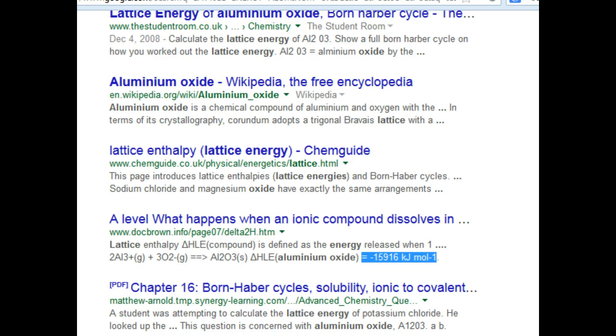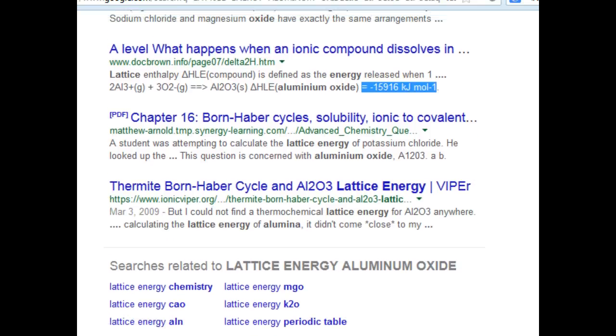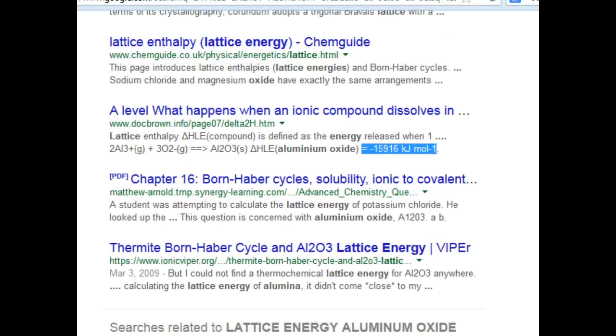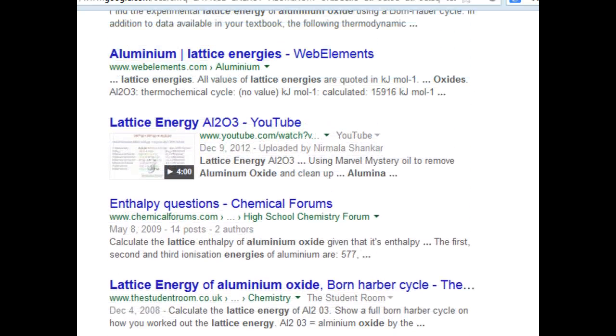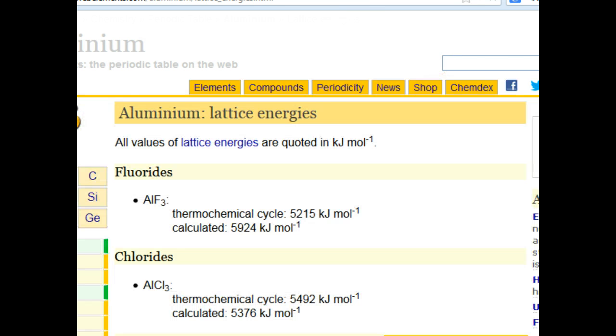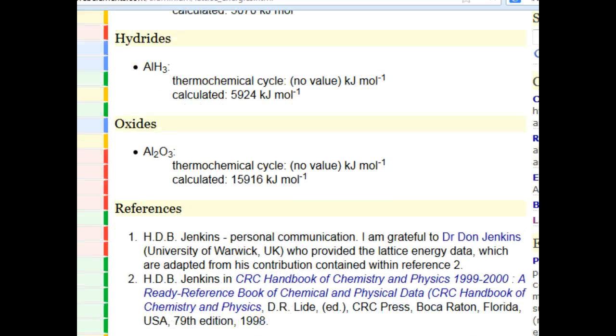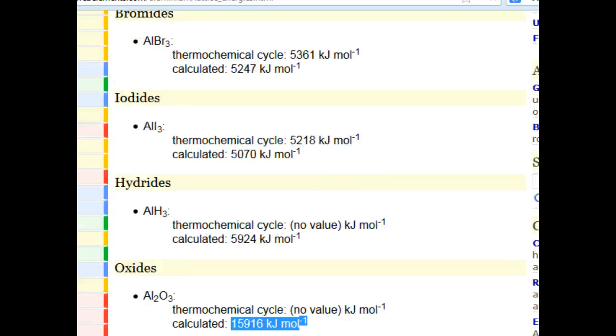Let's see. Is there another person who has published their lattice energy for aluminum oxide? Something maybe .edu, which would be more reliable than .info. Let's see. Here we are. Ooh, webelements.com is pretty reliable. And they also calculate lattice energy of 15916 kilojoules per mole. So, okay, this website is taking long to load. Okay, here we go. So, where are the oxides? Okay, so the lattice energy is 15916 kilojoules per mole.